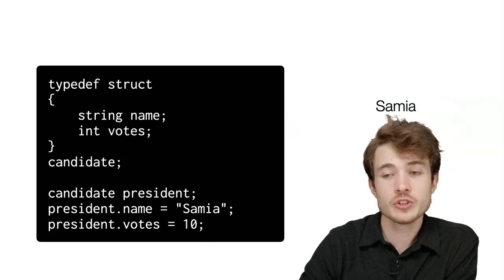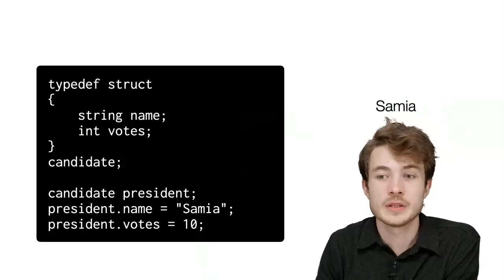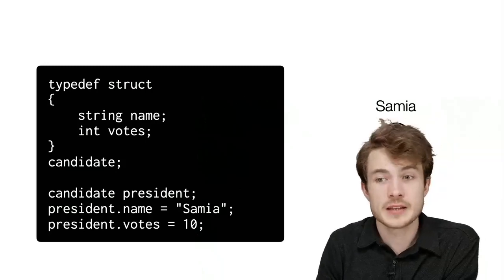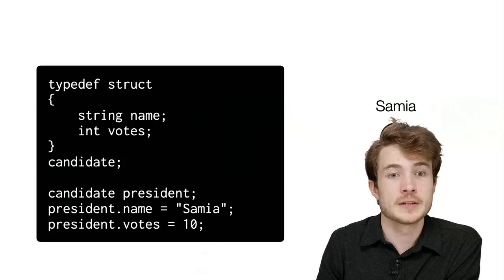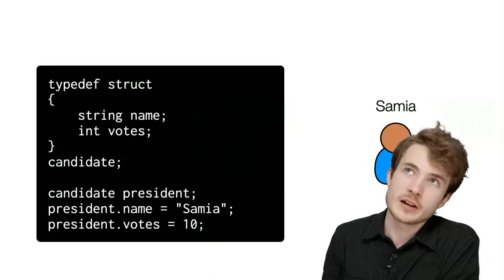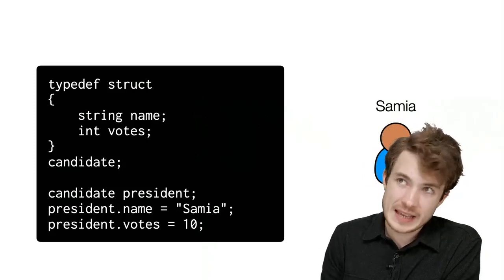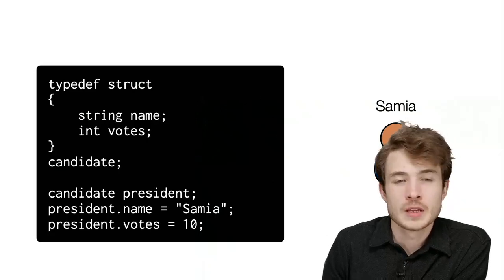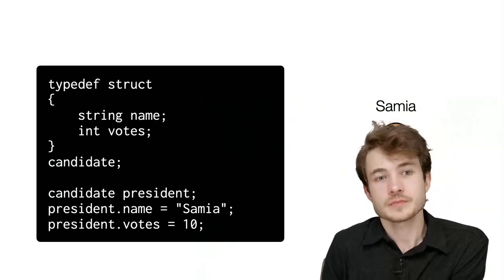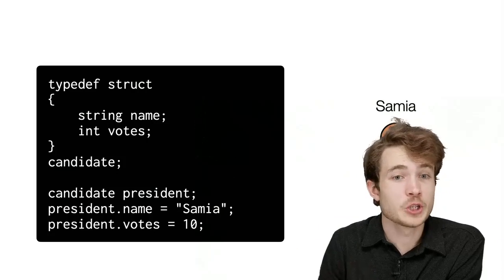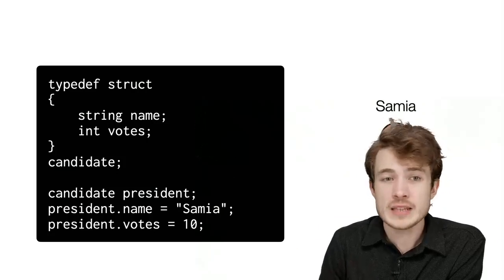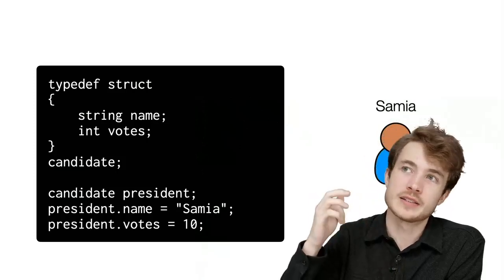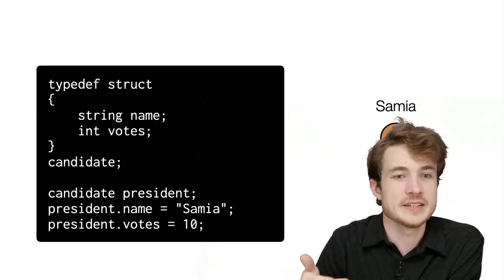And a question here: could we just use candidate.name instead of president.name, the structure name instead of the variable name we just created? So it's worth mentioning that the struct candidate is more so not a variable we've created, but a template for one. So every new candidate we create has to have its own name, but it will all be inherited from this idea of a candidate.